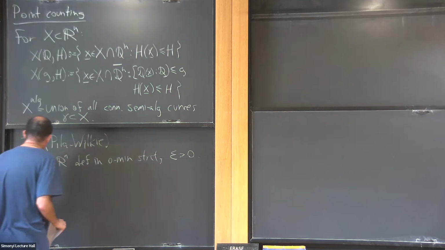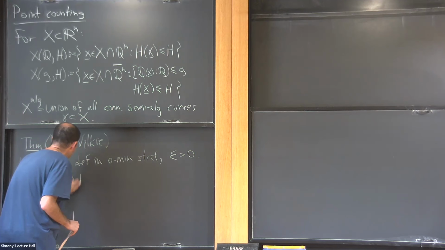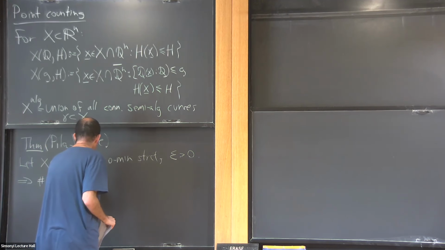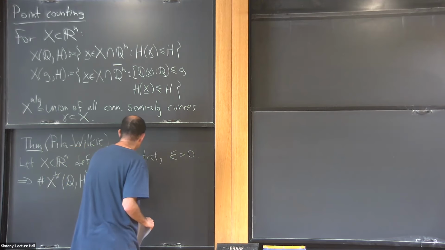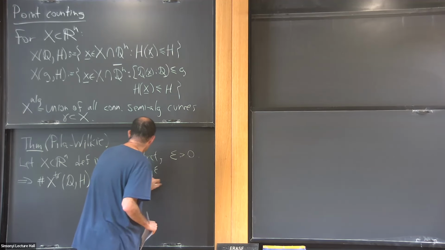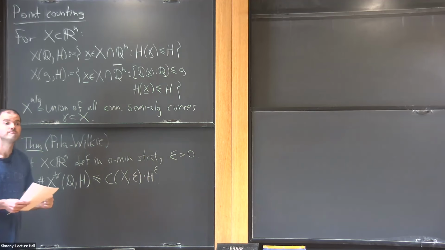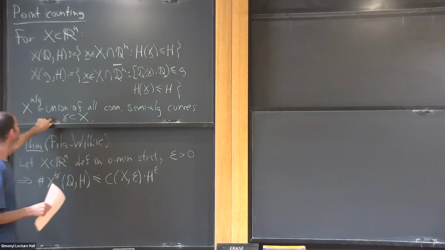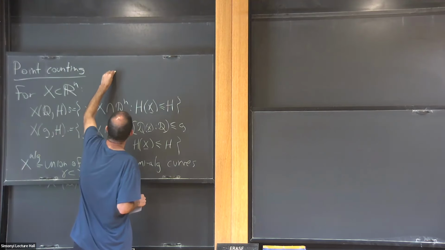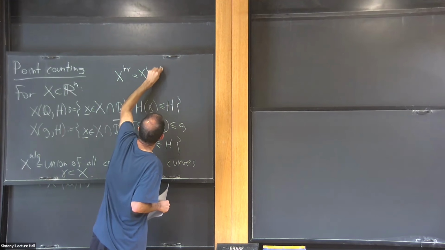Then the claim is that if I count the number of points in the transcendental part up to height H, then this is going to be less than or equal to some constant depending on the set X and epsilon times H to the epsilon. This is the original Pila-Wilkie formulation. And X transcendental is the complement of X alg. Sorry, yes. So X transcendental part, that's just X minus X alg.